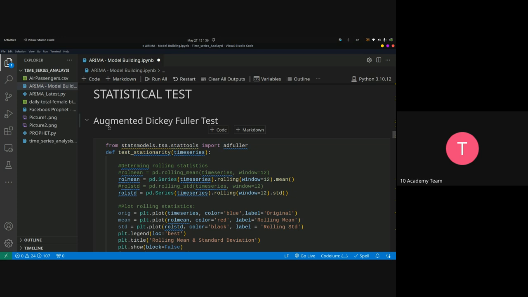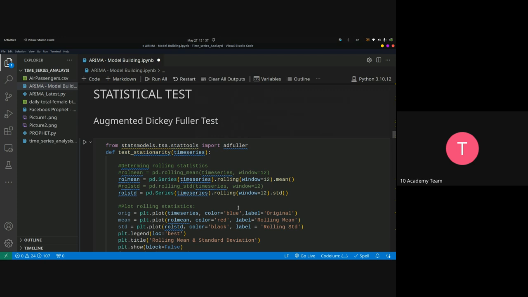So the null hypothesis is that the time series data is non-stationary, right? And then we compute the p-value, and if that p-value is less than 0.05, then we reject the null hypothesis, right? Which means we are saying that the time series data is stationary. But if the p-value is greater than 0.05, which means we fail to reject the null hypothesis, which means we are saying that the time series data is non-stationary.